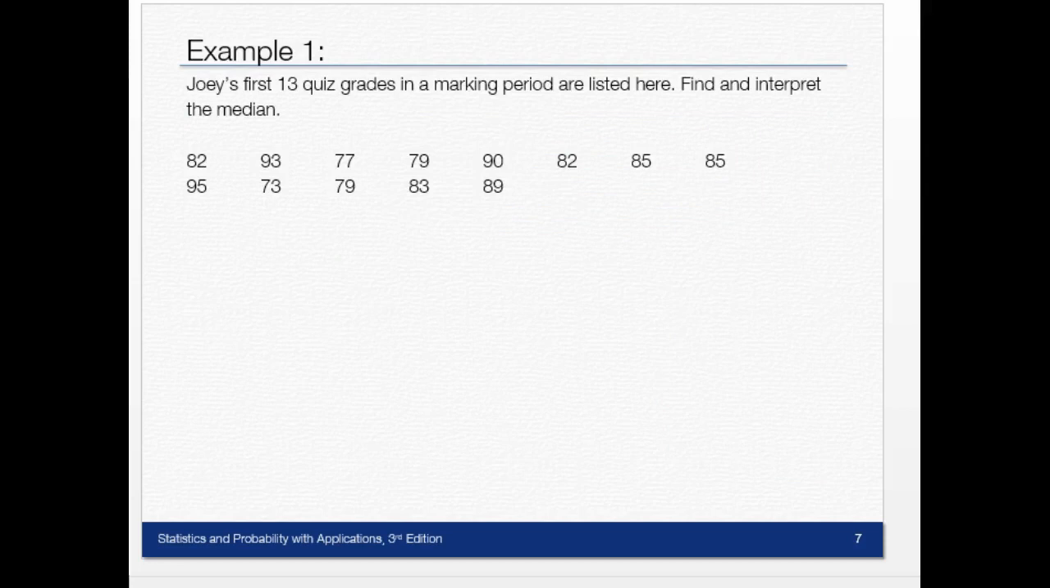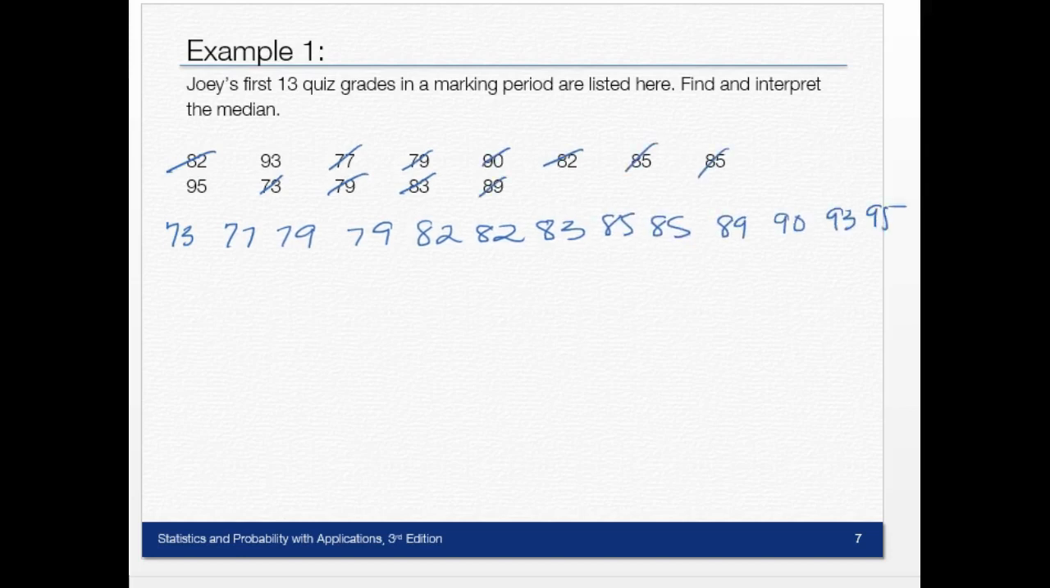All right, let's do an example. Joey's first 13 quiz grades in a marking period are listed here. Find and interpret the median. The rules say you line them up in order from least to greatest, so let's do that real quick. Least is 73, then 80, and so on. All right, they're lined up in order, and I find the middle. I take one off each end until I get down to the middle. So the middle is 83. So I would say the median is 83.